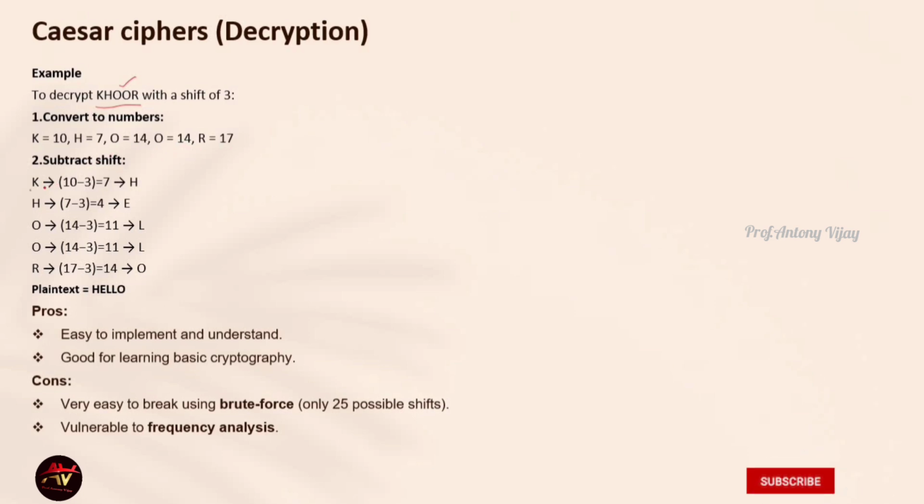Now K will be 10 and we have to subtract it. So 10 minus 3 is 7. So instead of K, it will be H. KHOOR, so instead of K, it will be back to H. Then H will be 7. 7 minus 3 is 4.